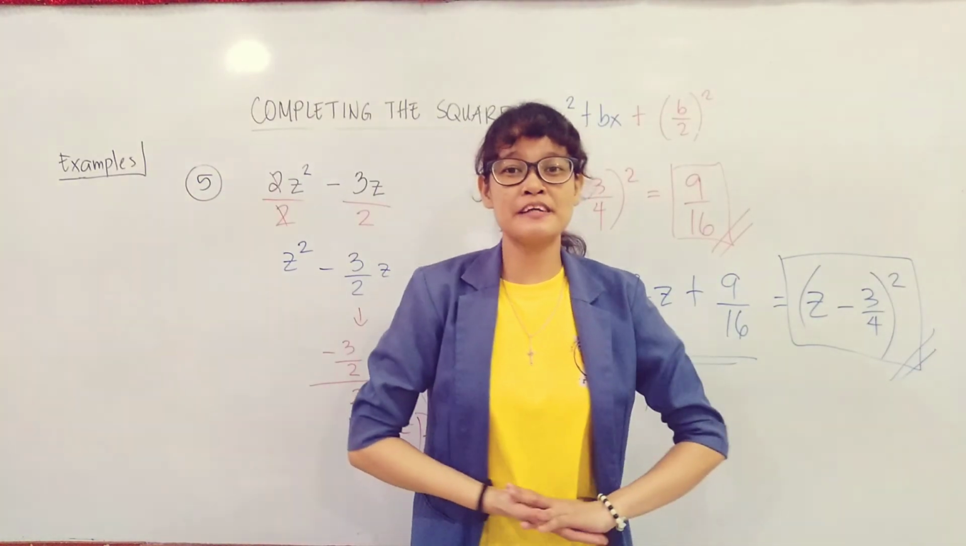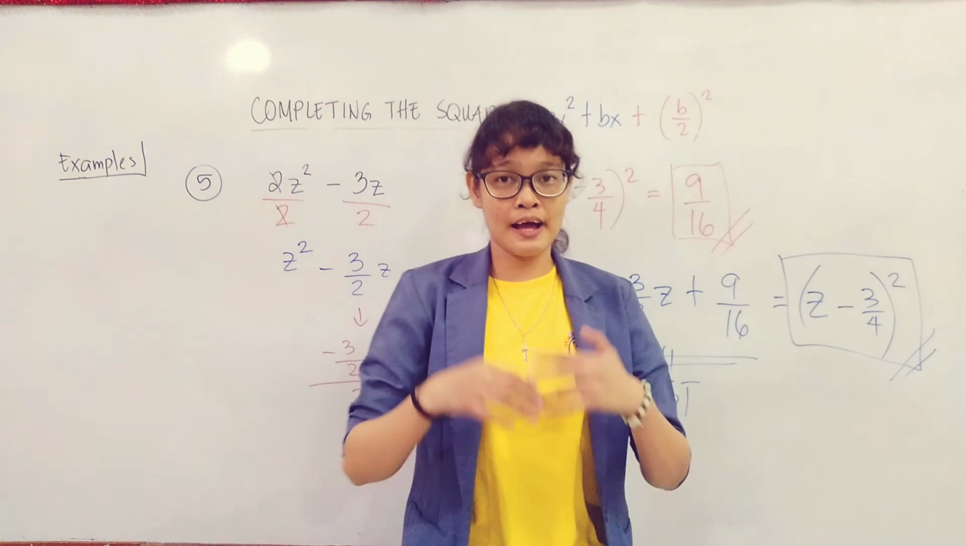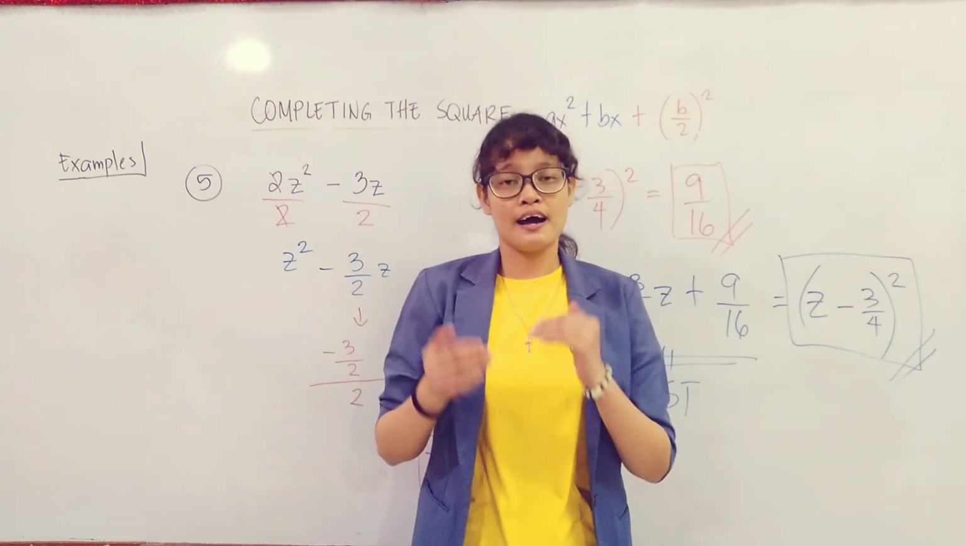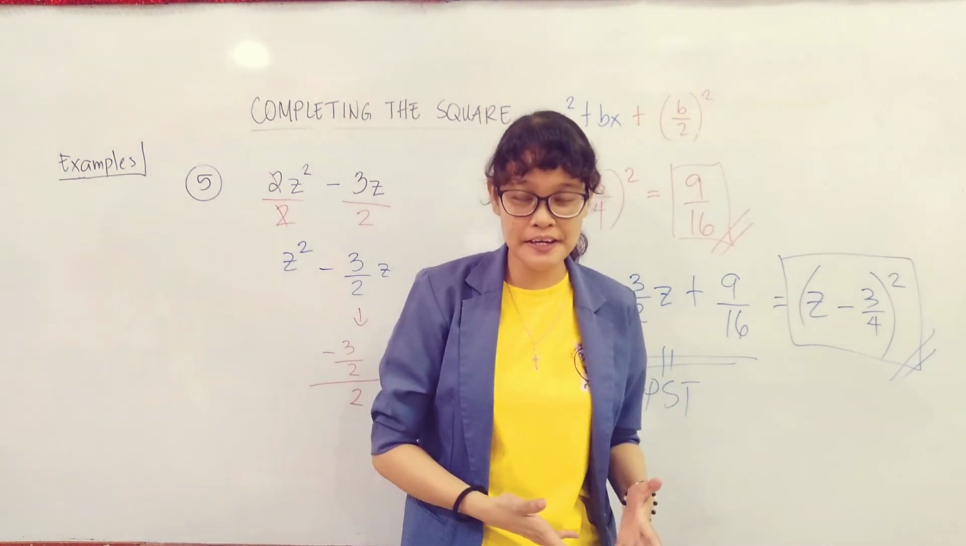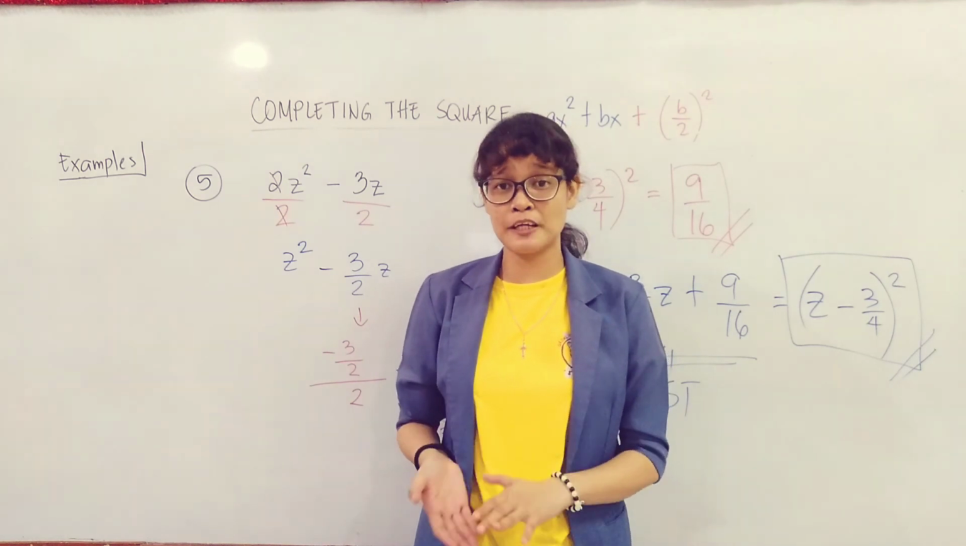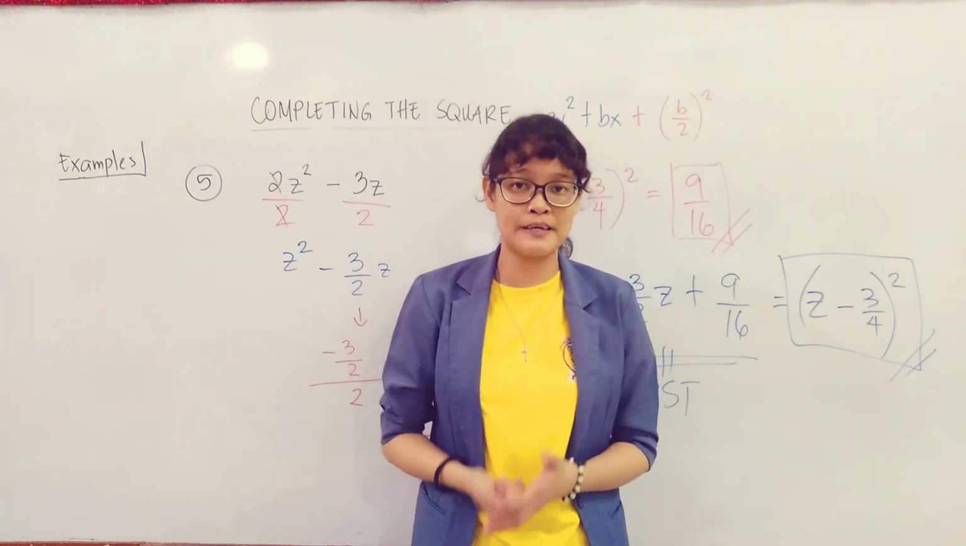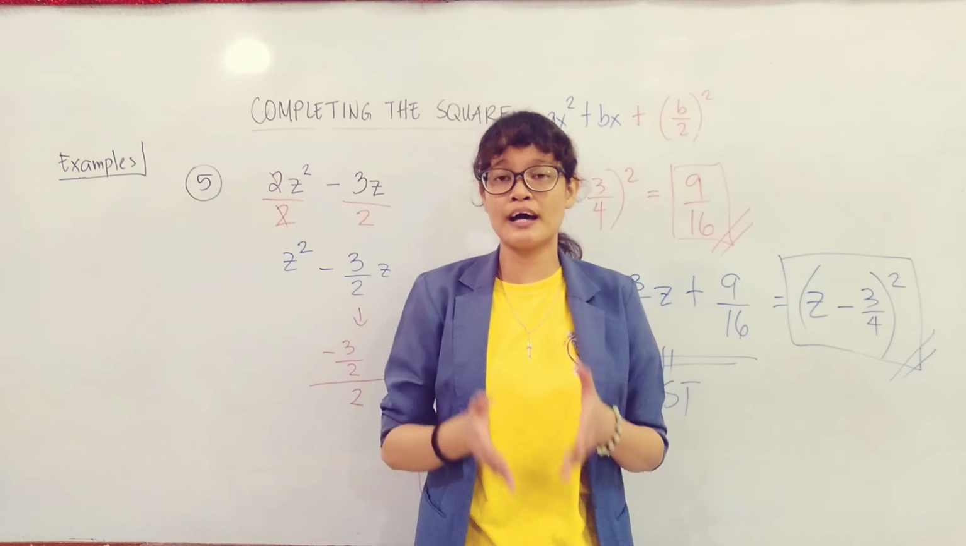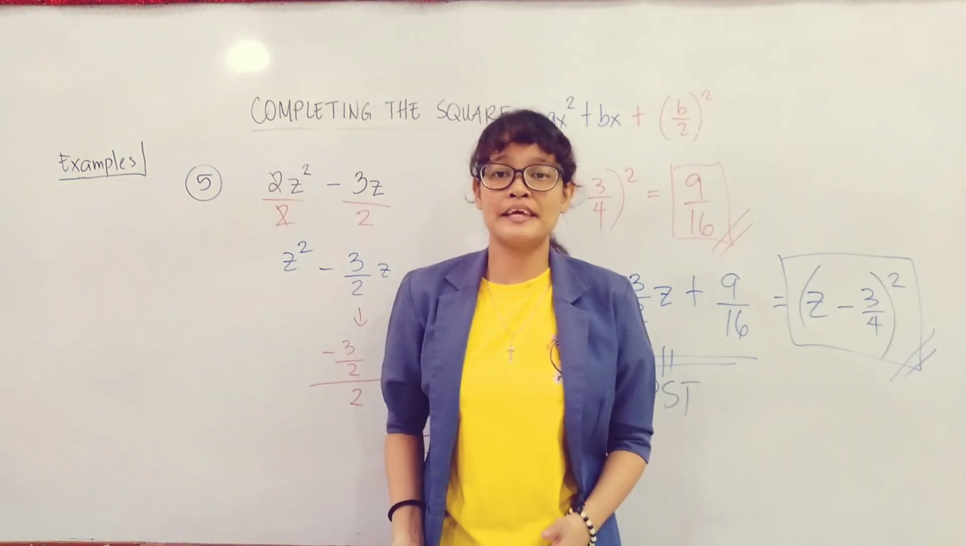Alright, so that's it mga Mathsters. I hope na nasundan nyo ang introduction kung paano kinocomplete ang isang square given an incomplete quadratic expression of the form ax squared plus bx. Again, all you have to do is just to add the square of half the middle term.